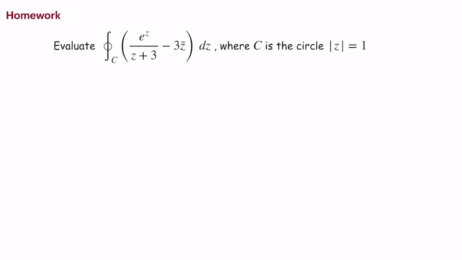So here you have to evaluate an integral which looks somewhat complicated: e^z, that's a very nice function, divided by (z + 3 − 3z̄), dz over a contour C, which is a unit circle at z equal to 0. So as usual, you have to solve this problem, write it nicely on a sheet of paper, write your name, number, and upload on VLearn.